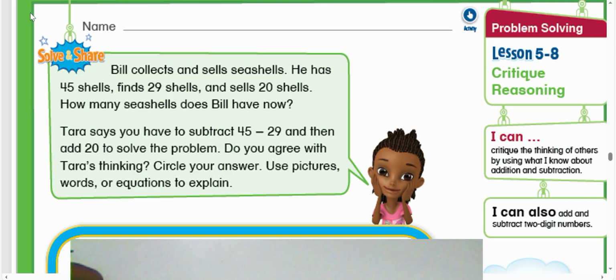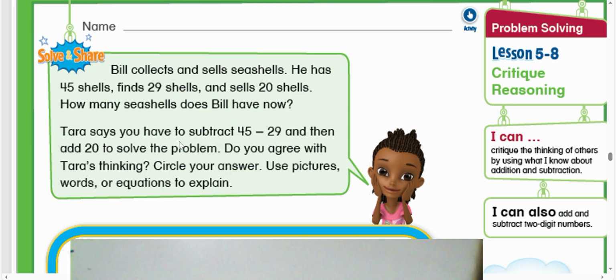You can count to think about the answer when subtracting numbers, like 45 subtract 29. Bill collected and sells seashells. He has 45 shells. He finds 29 shells and sells 20 shells. How many seashells does Bill have now?